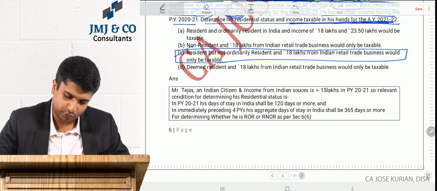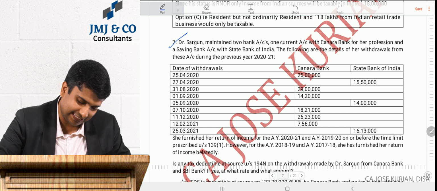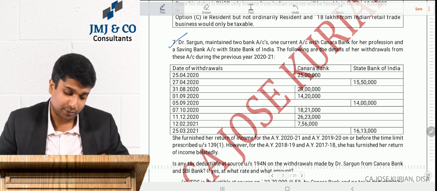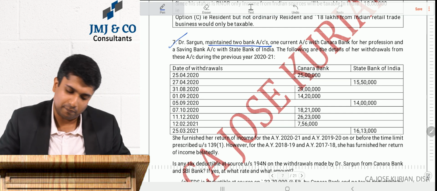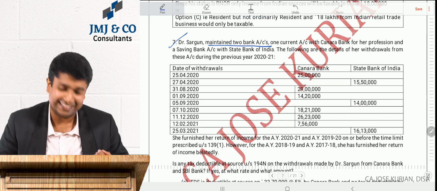Now friends, let's move on to the next question. That is question number 7. So it's again an independent question. Dr. Sargun has maintained 2 bank accounts. It's not Sugunan, it's Sargun.